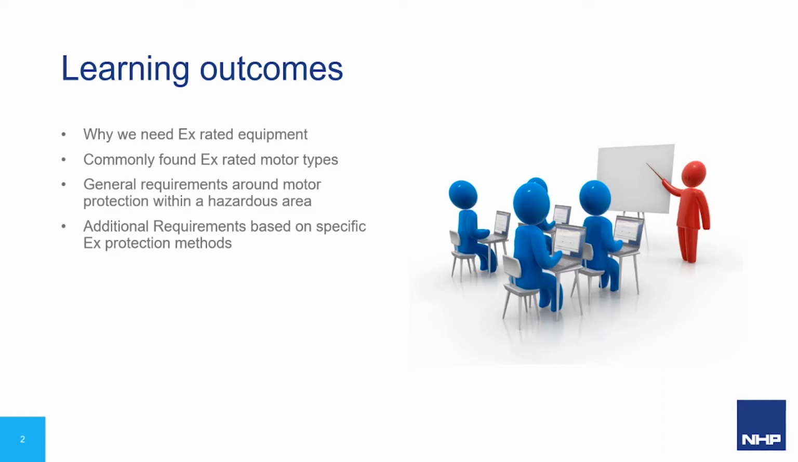Just breaking down what we'll cover, we'll go over why we require EX-rated equipment. In doing this, we'll briefly look at hazardous areas as a summary to better understand this. Then we'll look at the commonly found EX-rated motor types in industry, followed by going through the detail of the general requirements around motor protection within a hazardous area. Then we'll go into the detail around additional requirements based on the specific EX protection methods according to the installation standard.